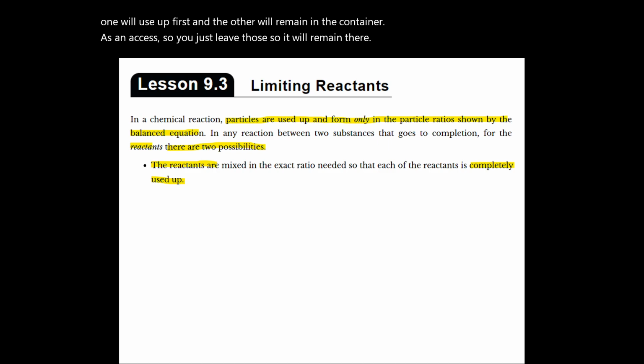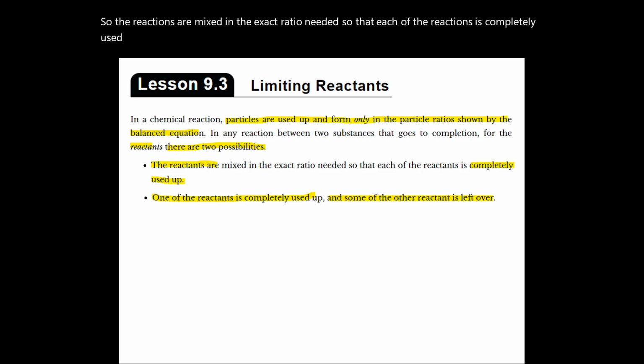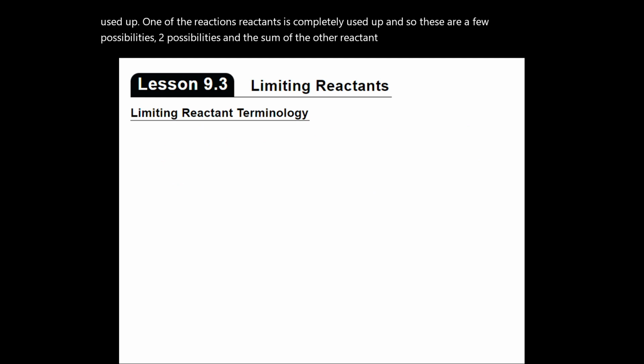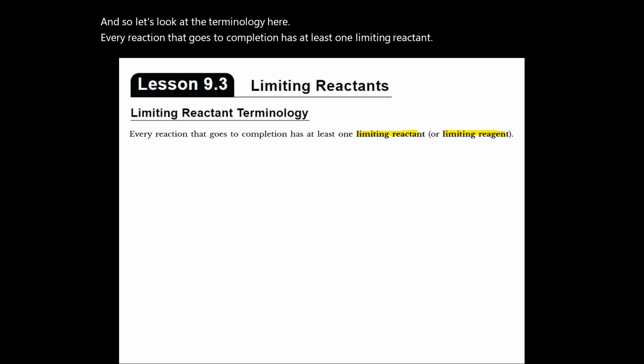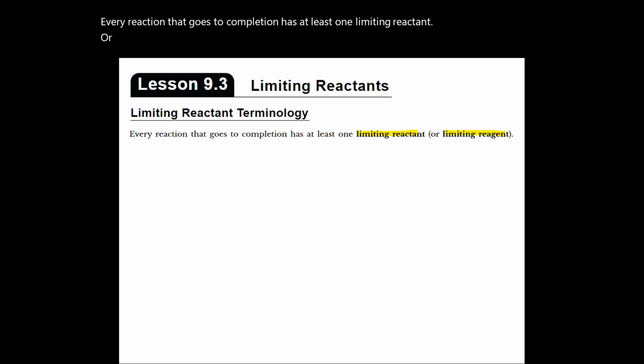So the reactants are mixed in the exact ratio needed so that each of the reactants is completely used up, or one of the reactants is completely used up and some of the other reactant is left over. These are the two possibilities. So let's look at the terminology here. Every reaction that goes to completion has at least one limiting reactant, or sometimes we call it limiting reagent.